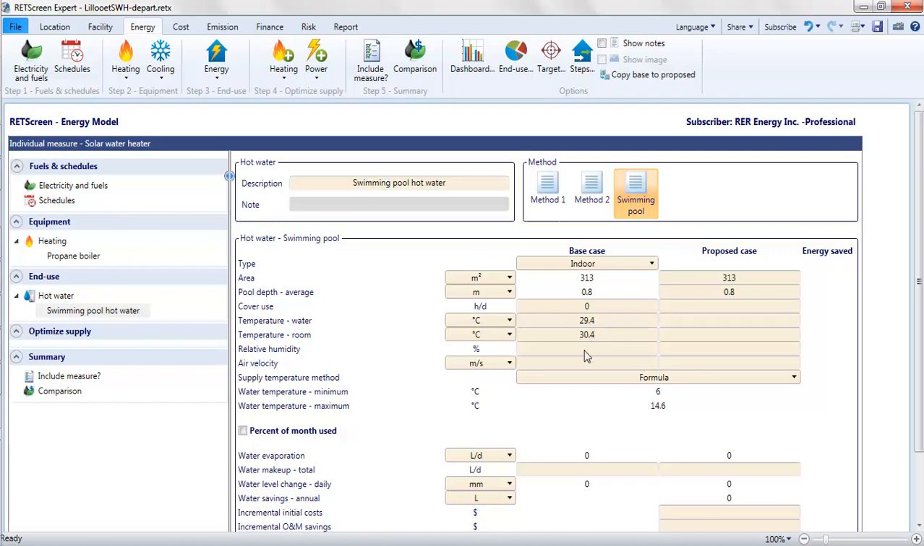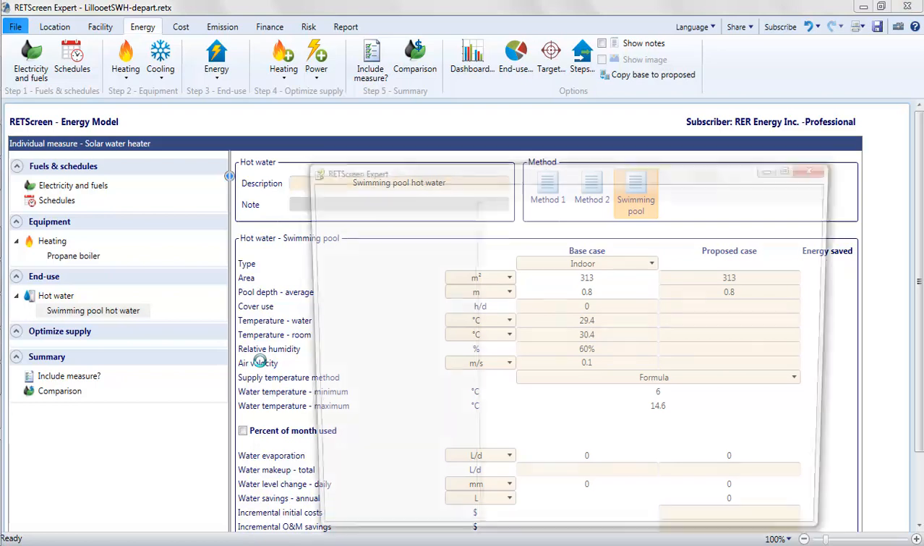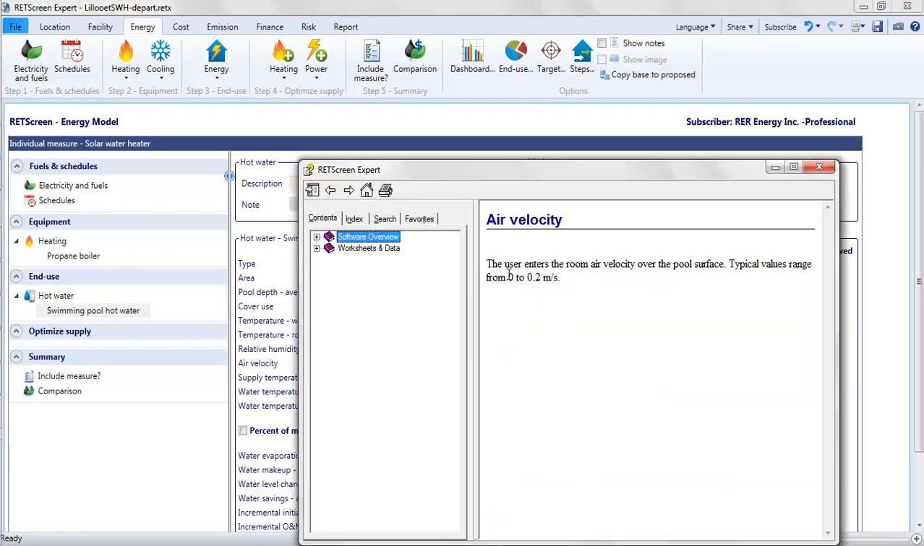The relative humidity is 60%. This is fairly dry for a swimming pool building, so that will increase evaporation a bit. The air velocity just above the surface of the water is 0.1 meters per second. This is squarely in the middle of the range suggested for this parameter.